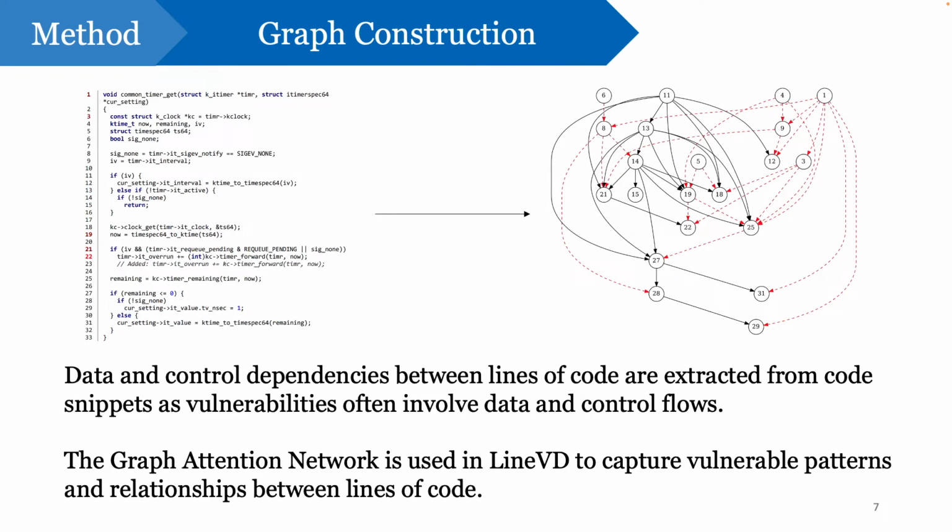Next, in order to capture the relations between lines of code, data and control dependencies between lines of code are extracted, as vulnerabilities often include data and control flows. The graph attention network was used in LineVD in order to apply learning over the statement-level representations.